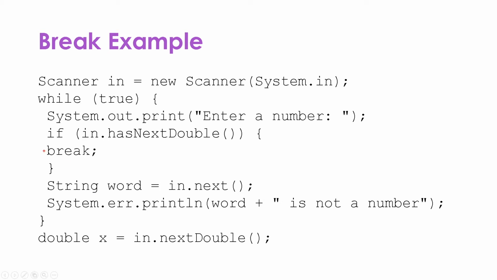this break. So when we hit this break here, if this condition in.hasNextDouble evaluates as true, we hit this break. That forces us to jump all the way down here because we're breaking outside of this while loop. And we're taking the double that we got from our user and assigning it to our variable x. And then we can move on from there.